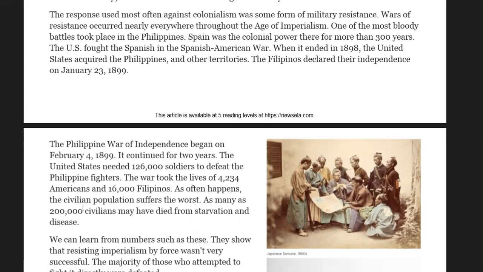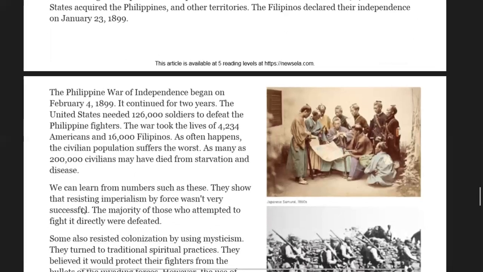So the point that the authors make is that usually military resistance was not overly successful, and that oftentimes the consequences for the people fighting back were very severe, especially for the civilians. So that's the key point to take away from that section of the article.